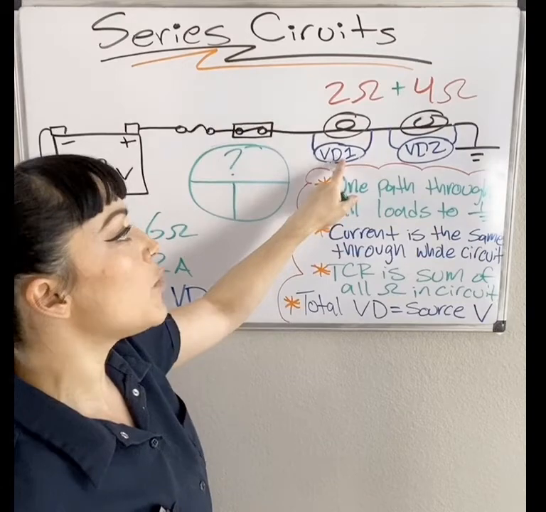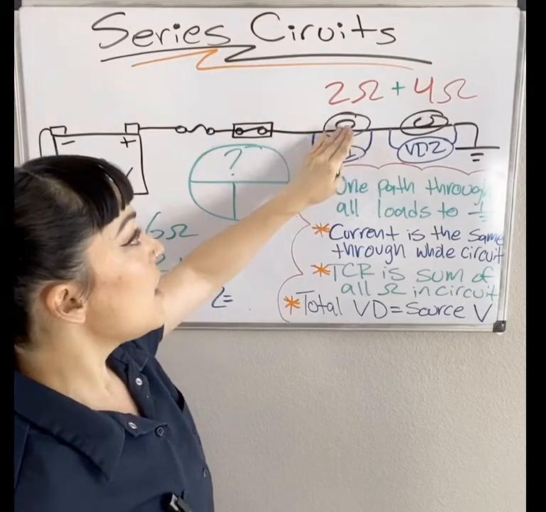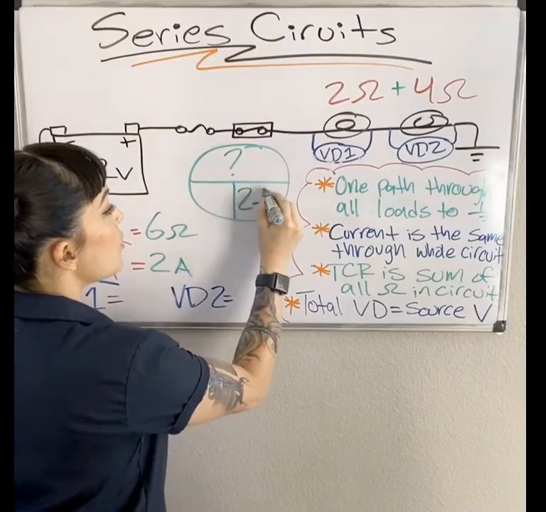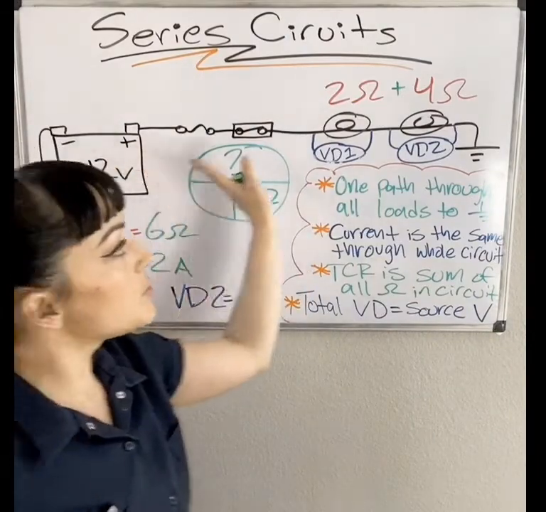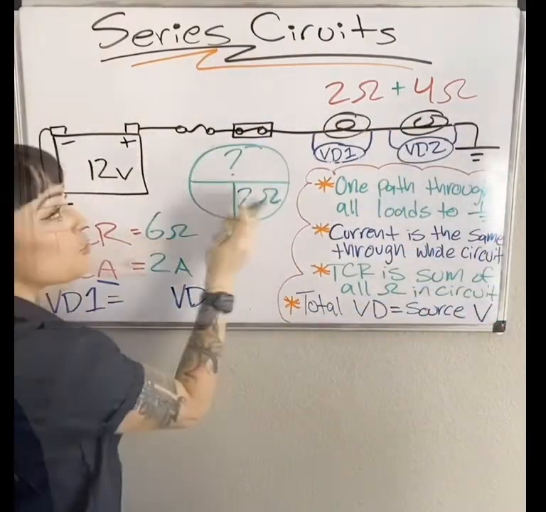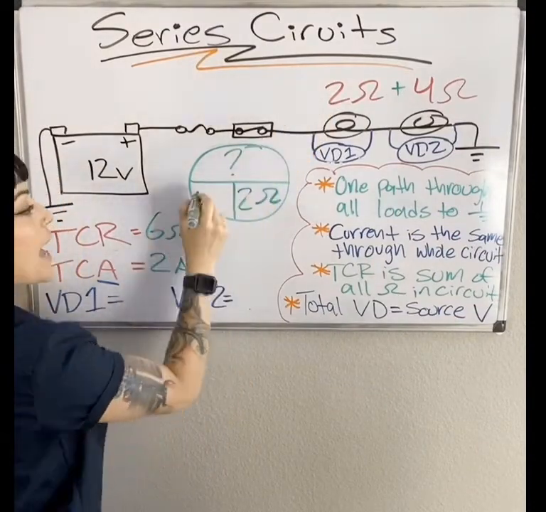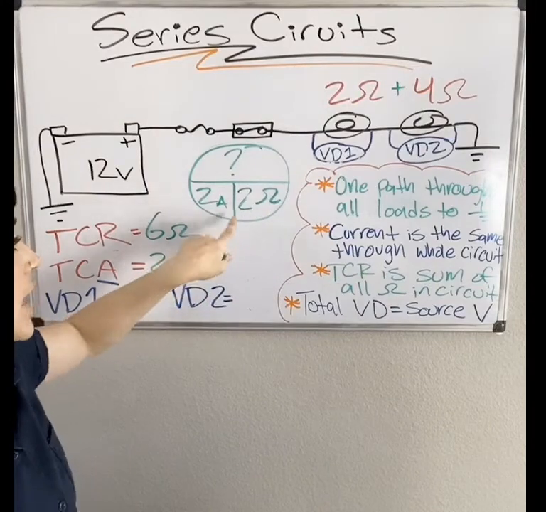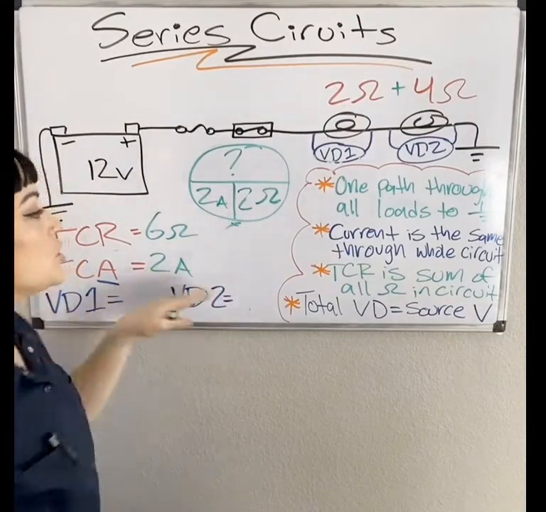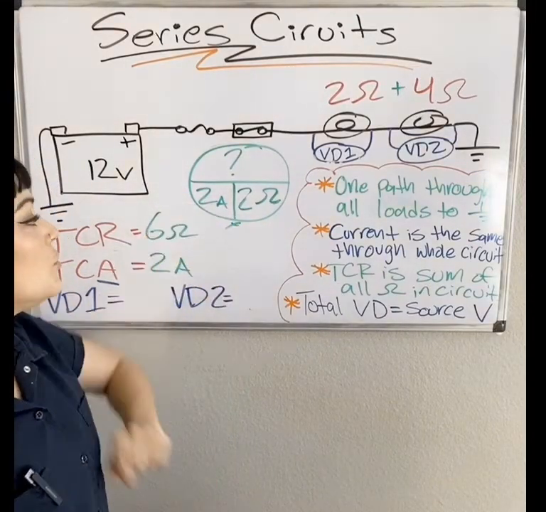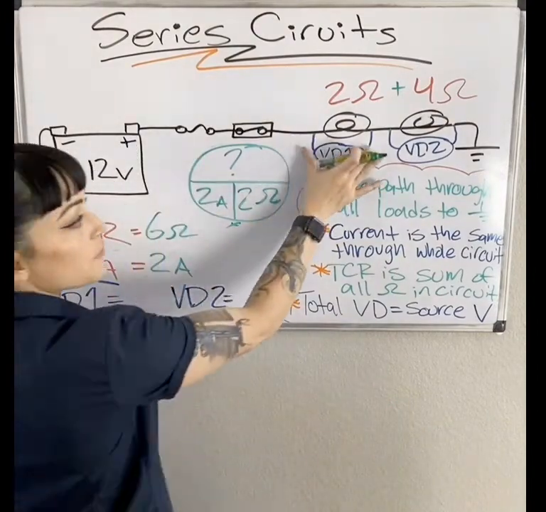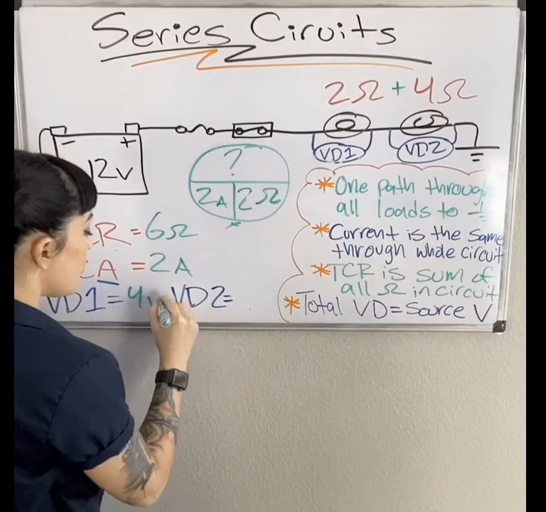So let's do VD1 first. The resistance of our first light bulb is 2 ohms. So we'll go ahead and put 2 ohms. We do know that amperage is the same throughout the entire circuit. 2 ohms for this one bulb and 2 amps for the entire circuit. Again, this vertical line is multiplication. So 2 times 2 is going to be 4. So the voltage drop of this first bulb is 4 volts.